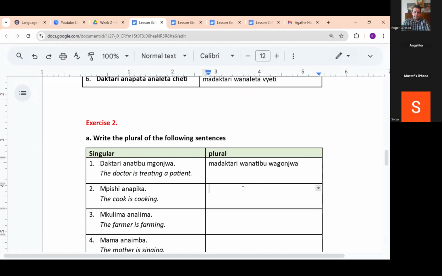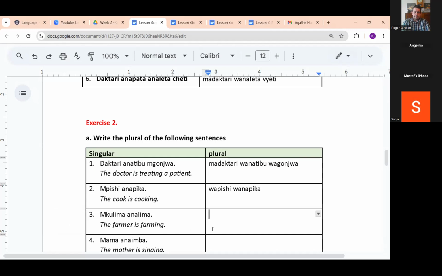Number 2, mpishi anapika. Dada Angelica, mpishi anapika. Wapishi wanapika. Vizuri sana. Mpishi anapika, wapishi wanapika. Asante.